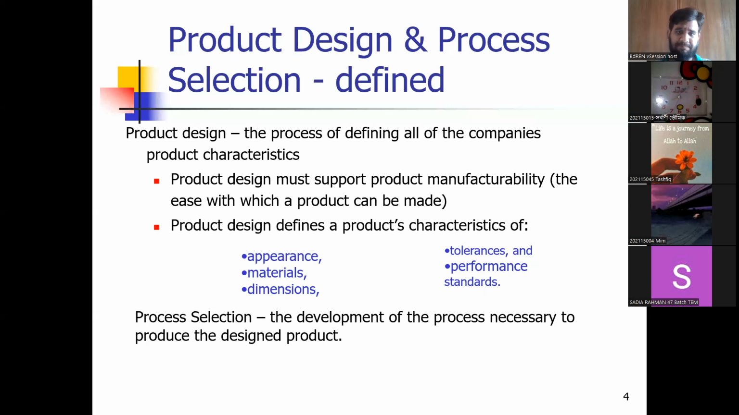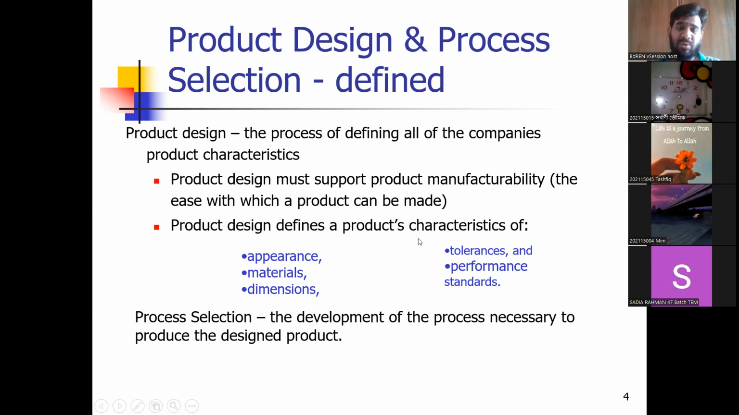So for example, product design. Product design is the process of defining all the company's product characteristics. Characteristics means whether you will use a heartbeat monitoring system, whether you will use an air conditioning system here. So you are defining the product characteristics. Then product design must support product manufacturability. You cannot design a product that cannot be manufactured. You must design a product that can be manufactured. Manufacturability means the ease with which a product can be made.